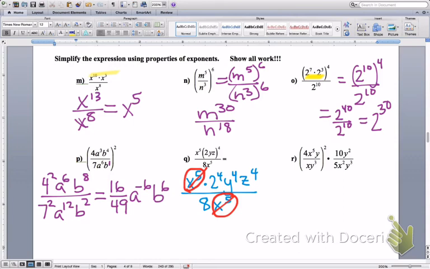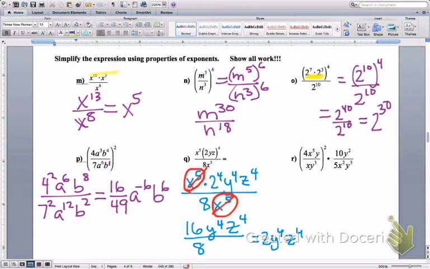So 2 to the 4th is next. So 2 times 2 is 4, times 2 is 8, times 2 is 16. So that 2 to the 4th becomes a 16. I have y to the 4th, z to the 4th, all over 8. And I can actually simplify 16 divided by 8. That's going to become 2y^4 and z^4. All right, let's go on to our last problem and be done.